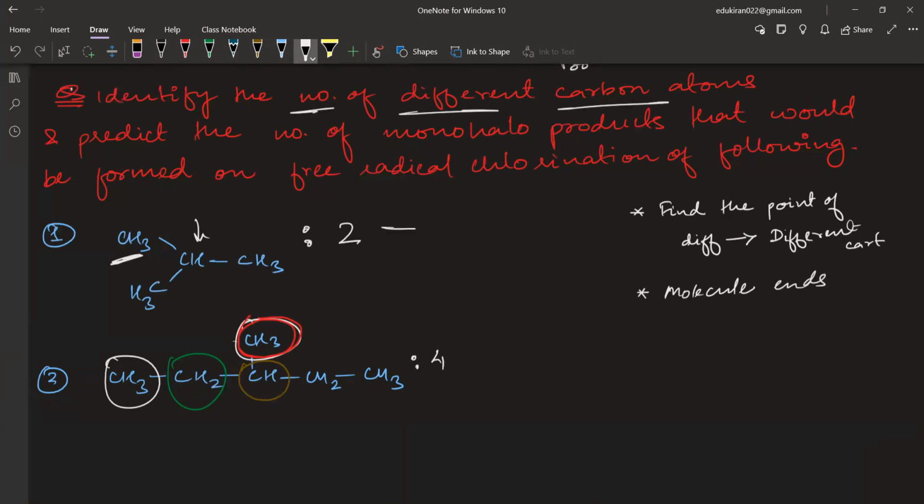If I have two different carbon atoms, then I will get two monohalo products. If I have four different carbon atoms, then I will get four different monohalo products. Got it? Yes or no? Please tell me. Yes, sir.